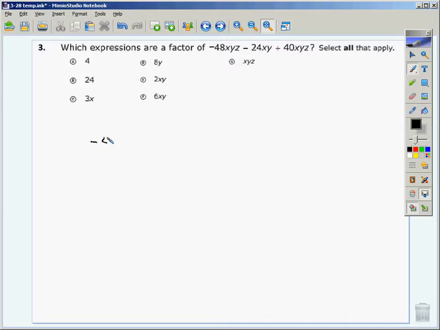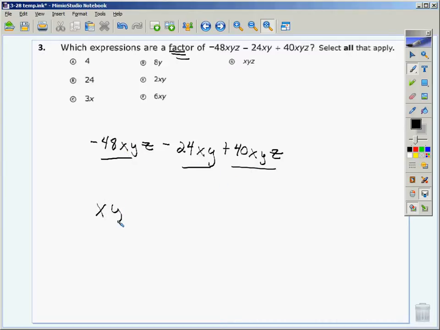Example 3 is not asking me now so much to simplify it as it says to factor it. In other words, I'm looking for what can go into each one of the 3 terms. What do each of these 3 terms all have in common? The variable is the easiest to look at. There's an x and a y in all of them, so the x and the y can come out. That's definitely a factor. Okay?